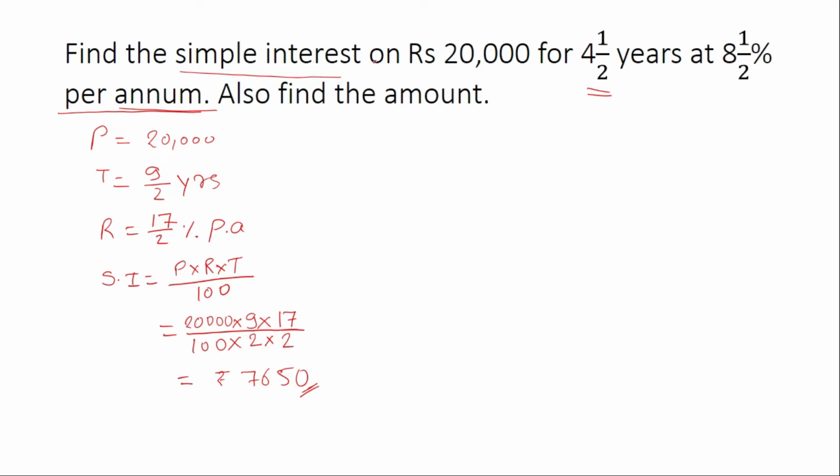Now in the question it is also asked to find the amount. So you know the formula of amount is A is equal to P plus I, principal plus interest. So what was the principal? 20,000. And the interest we have got is 7650. So when you add both of them, you will get 27650 rupees.